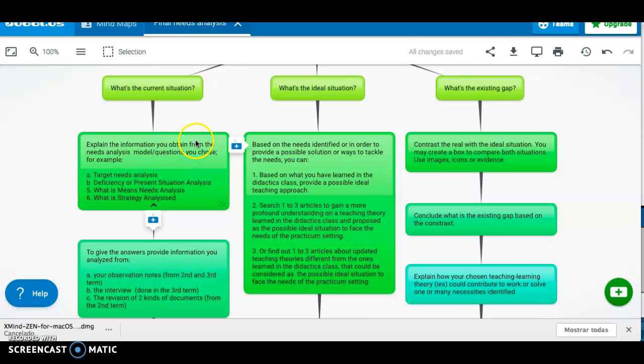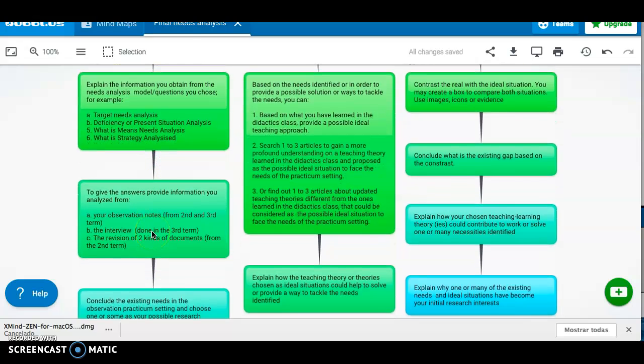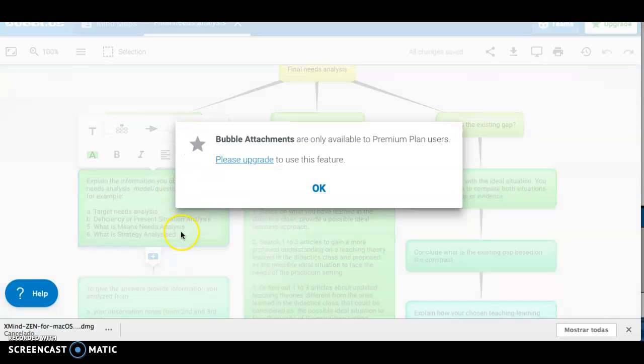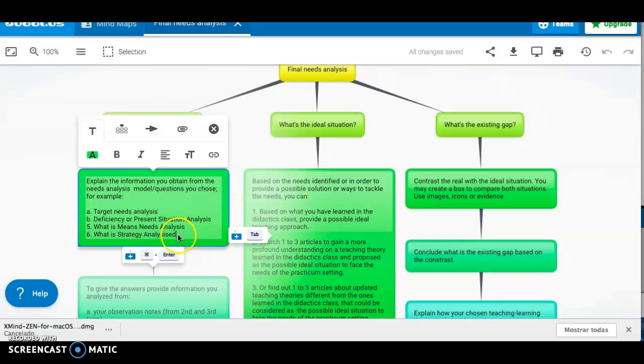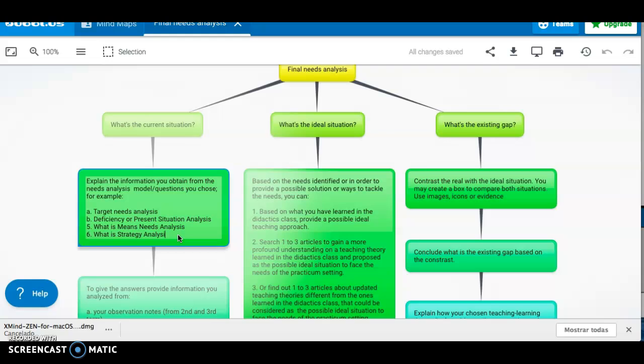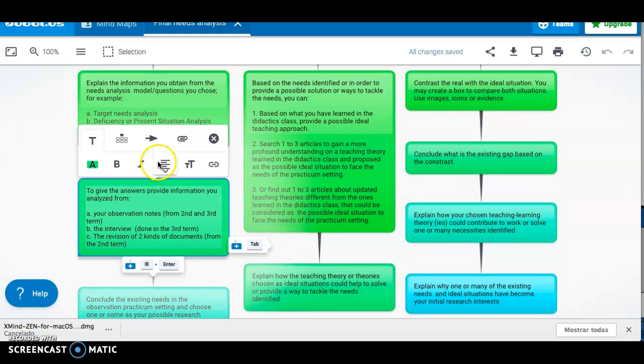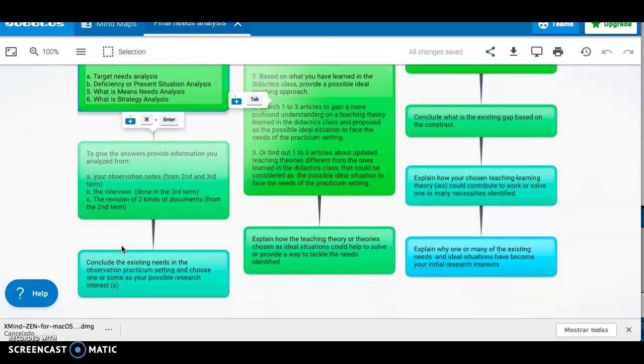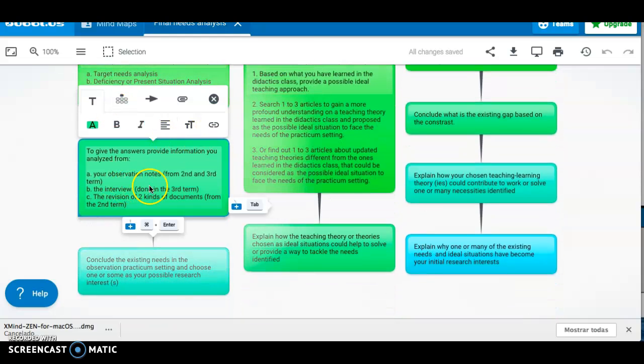In order to answer the first question, what's the current situation, you should explain the information you obtained from the needs analysis model that you have chosen. So in the second term, you chose one of these models, either target or deficiency or means or strategy. And there were some questions that you had to answer based on the needs analysis that you chose.